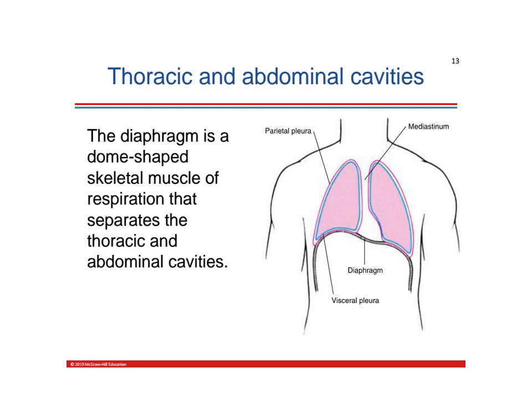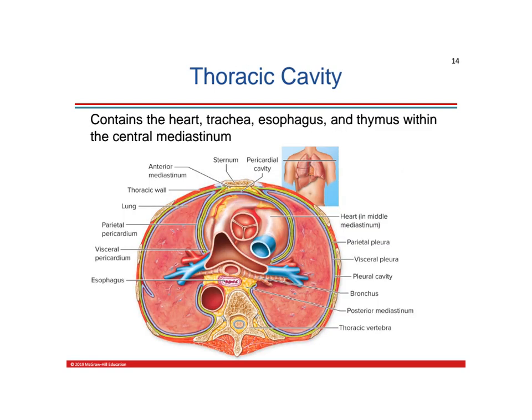The major inspiratory muscle is the diaphragm. It's a dome-shaped sheet of skeletal muscle that separates the thoracic and abdominal cavities. Within the thoracic cavity, the heart, the trachea, the esophagus, and thymus all reside within the central mediastinum.